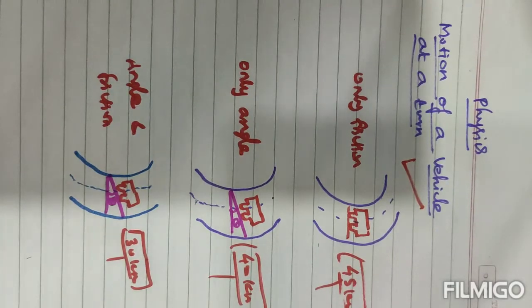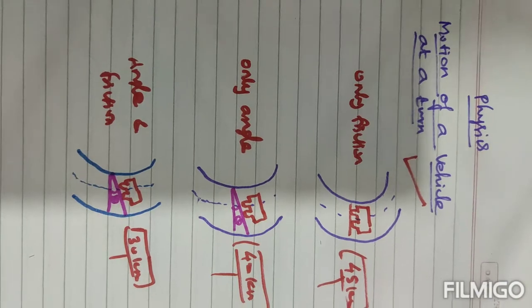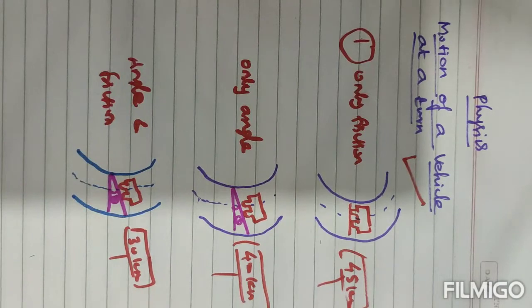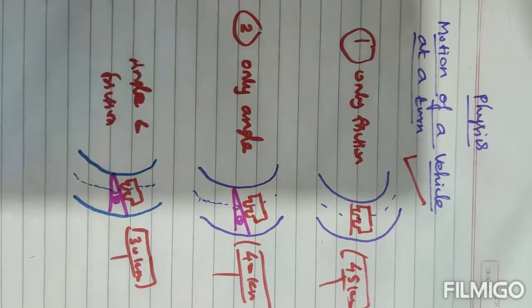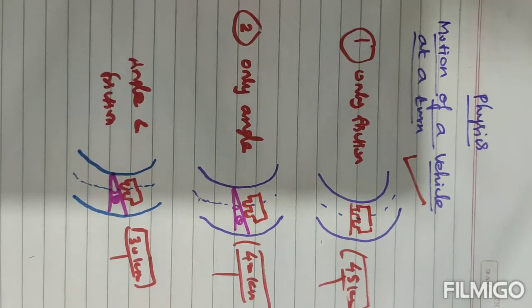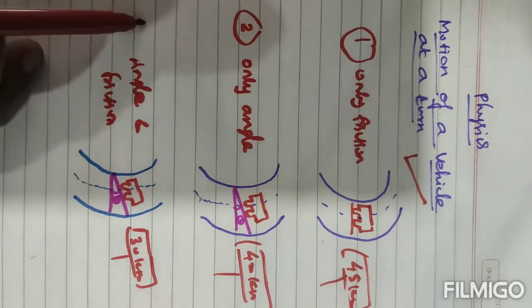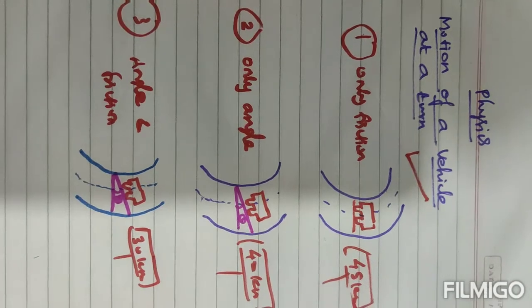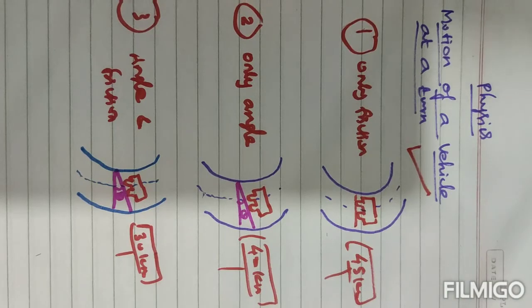Here I'll discuss three derivations. The first derivation is by friction only. The second one is by banking of the road only, which means the angle alone. The third derivation is by friction and banking of the road, both. Let's see them one by one in this video.